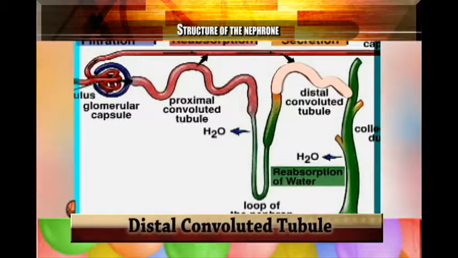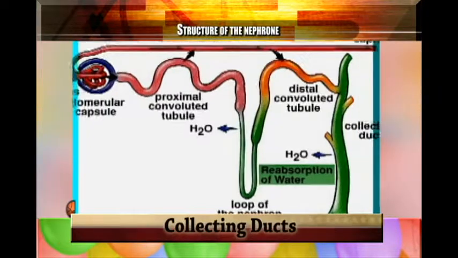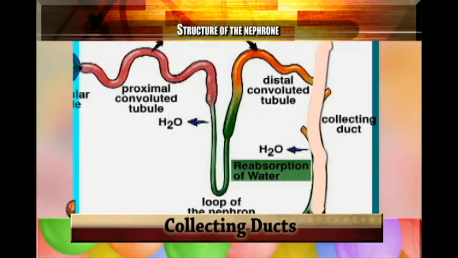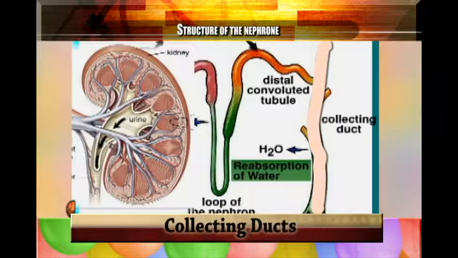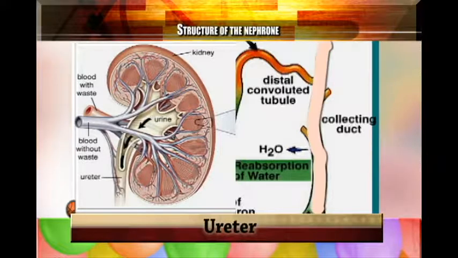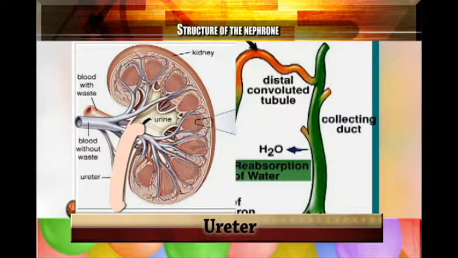Now, the distal convoluted tubule connects to the collecting ducts, which we found in the pelvis, and then the pelvis connects to the ureter, where all the contents are poured and removed from the kidney.